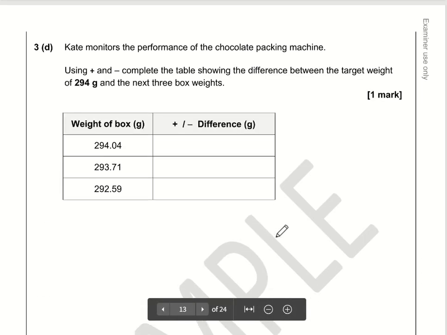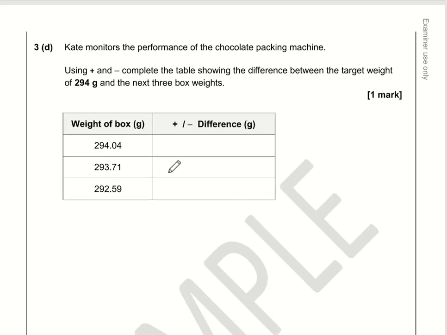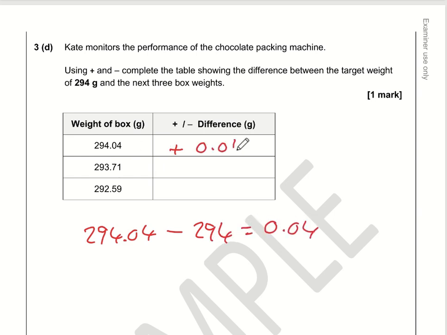Okay, moving on to this one here, we're comparing these values to 294. So this is bigger than 294, so it would make sense, so it's going to be a plus. So what is 294.04 take away 294? The answer is 0.04, so this is plus 0.04.